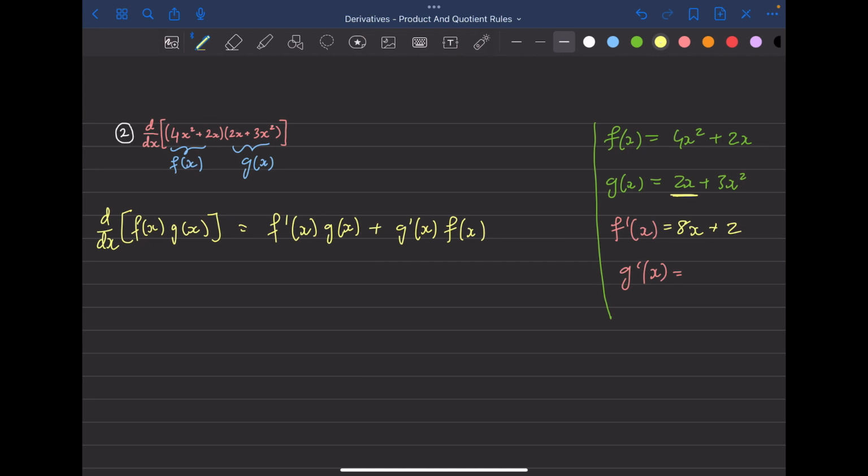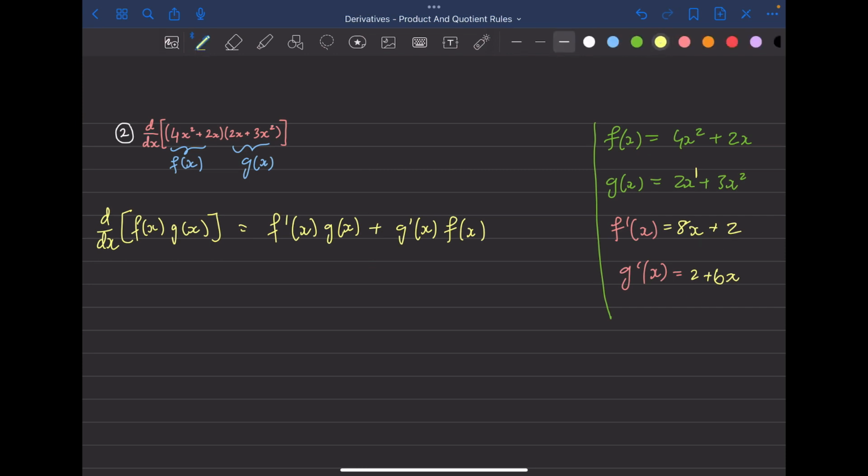For g prime of x, let's do pretty much the exact same thing. So we have 2x again. This is the power of 1. 1 times 2 is 2. And then since x has a power of 1 right now, it's going to decrease by 1, and we have x to the power of 0, which is just 2 times 1, which is just 2. So x to the power of 0 goes away. And then for the next term, 2 times 3 is 6, so plus 6. And then since the exponent on the x is 2, it decreases to become a 1, and we have x to the power of 1, or just x. So 2 plus 6x is the final answer for this, and 8x plus 2 is the final answer for this.